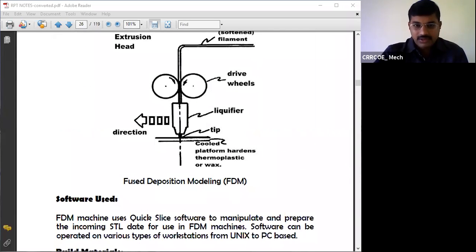Next, this is a solid-based rapid prototyping technique, FDM. The material is supplied in the form of wire through the drive wheels, like our MIG welding. But here, a liquefier is used.